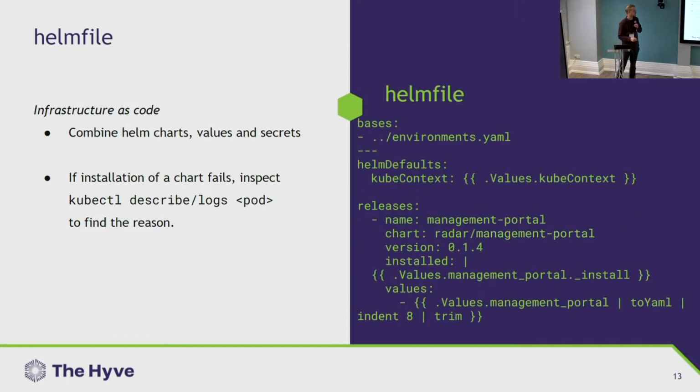The helmfile itself looks like this. On Radar Kubernetes, you can see all of these, but again, it uses Go templating. So it takes some values, and then, for example, here it says I want to connect to this Kubernetes cluster. So kubeContext will give you the Kubernetes cluster. It gets all of the files from the environments.yaml, the values files. And then the release looks like this. So you have this management portal. This would be the chart and the version. With installed, you can control for each component whether you want to install it or not.